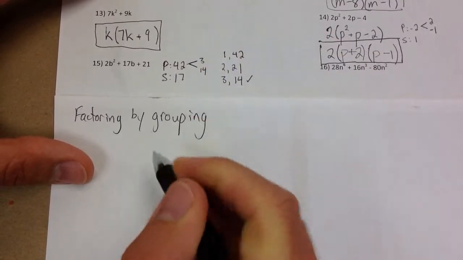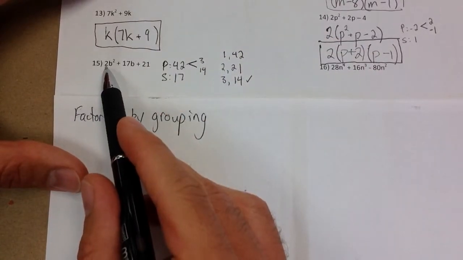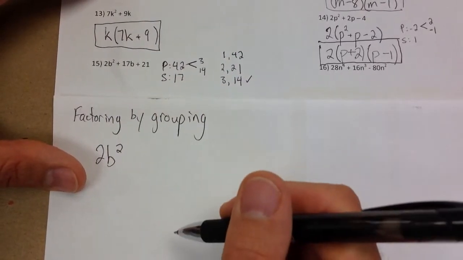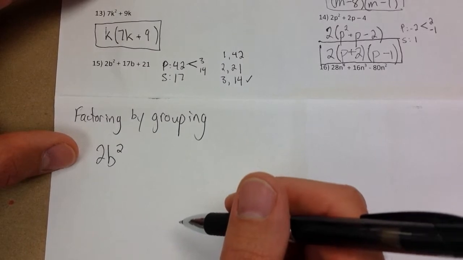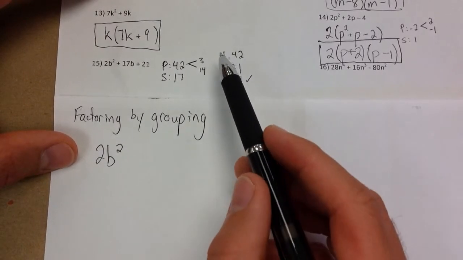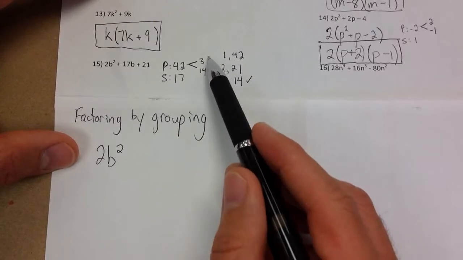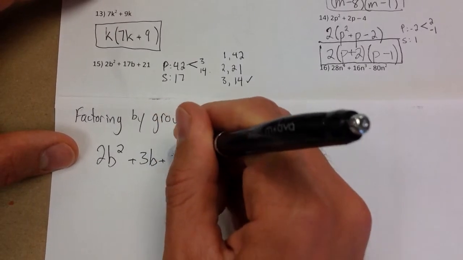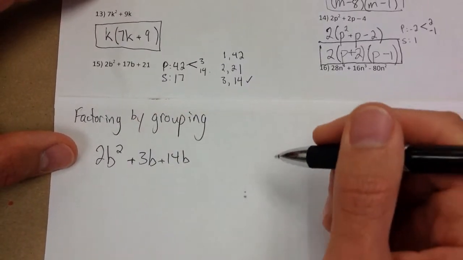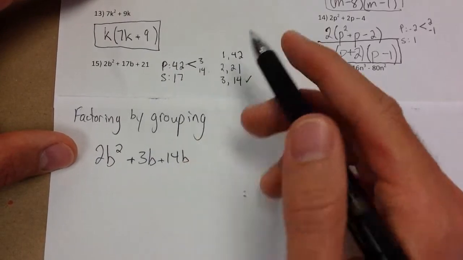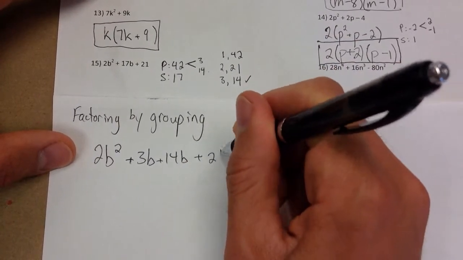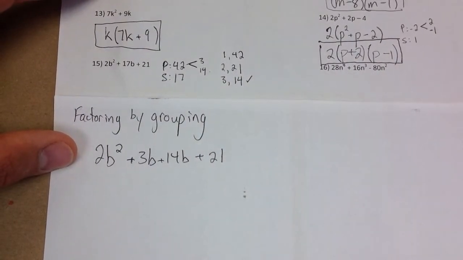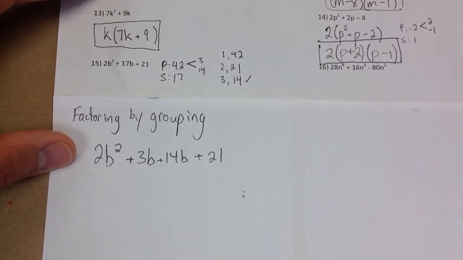So what you do in this method is you start with the leading term from the original expression, 2b squared. Then you write two middle terms that are linear terms, and the coefficients of those two linear terms will come from the magic numbers, so to speak, that we found here. So plus 3b plus 14b. And the last term remains the same as the original. I'm not going to get into why this works. If you have a question about why it works, you can ask me. I'll just demonstrate the technique.